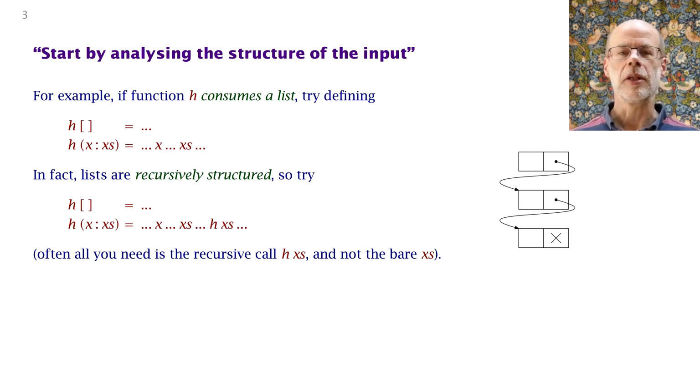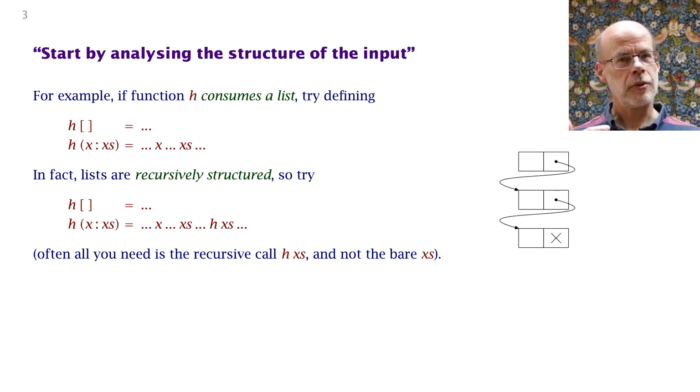We tell them to start by analysing the structure of the input you're going to consume. So for example, if you're writing a program to consume a list, a list is either empty or it's not, so you'll have a case for empty lists and a case for non-empty lists. A non-empty list has a head x and a tail xs, and you're probably going to need those in the solution, so you already have some part of the structure of your output, of your program.